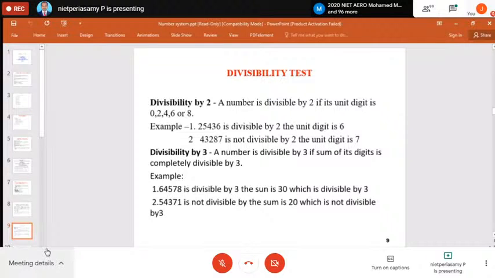If we get a remainder 0, then we say that that number is divided by this number exactly. That is the meaning of exactly divisible. So here we discuss a divisibility test.